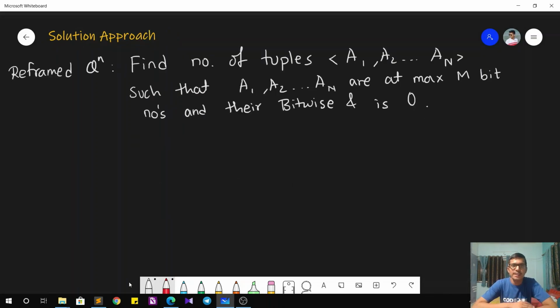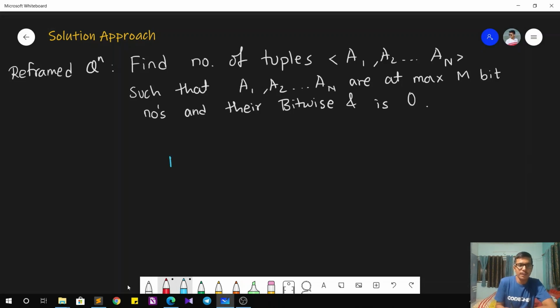So now we have reframed the question as follows. We have to find the number of tuples a1, a2 up to an such that all these numbers are at max m bit numbers and their bitwise AND is 0. So each number is going to be at a maximum m bit number. Right now I don't know what the numbers are, so I'll just represent them using blanks. There will be at max m blanks for each number.